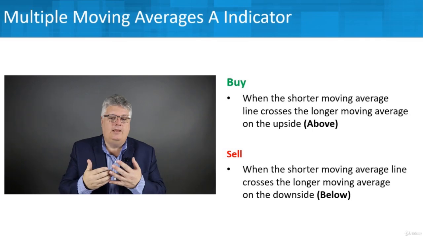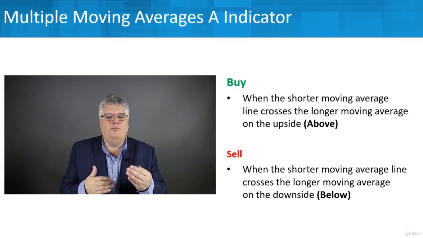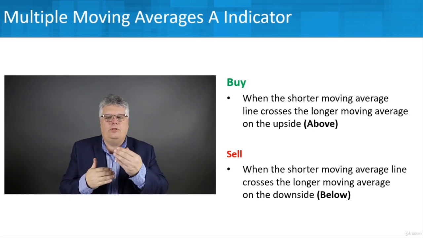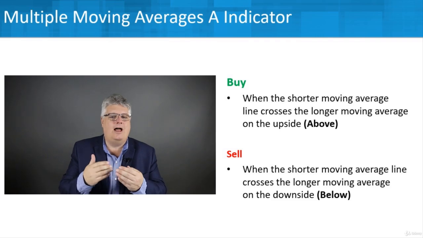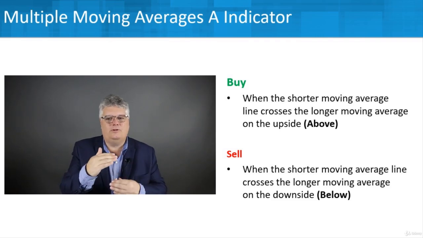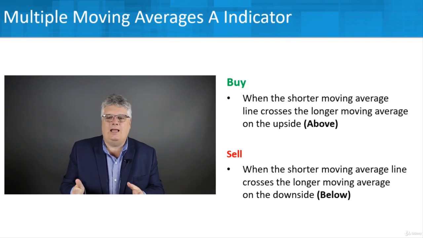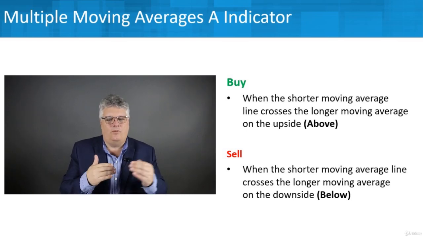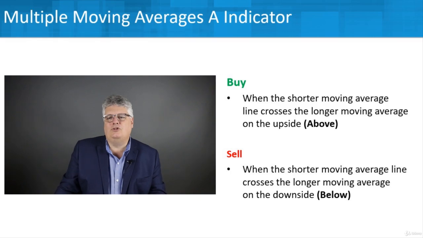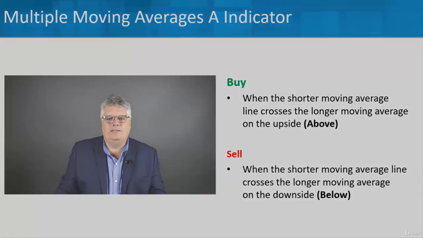So what you do is buy when the shorter time frame moving average line crosses the longer moving average line on the upside. So you've got this longer moving average line, and the shorter one has crossed above that line. By the same token, you sell when the shorter moving average line crosses the longer moving average on the downside, so the shorter one goes below the longer one. And the buy, of course, is when the shorter one goes above the longer one. So let's look at this graphically so it makes a little more sense.